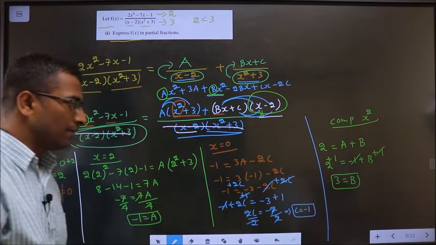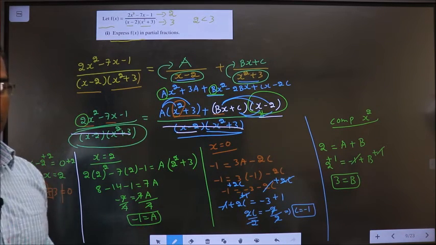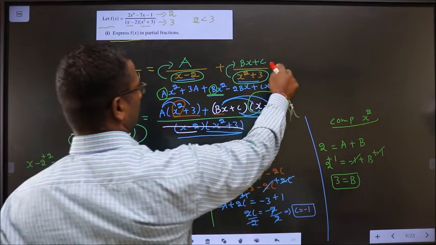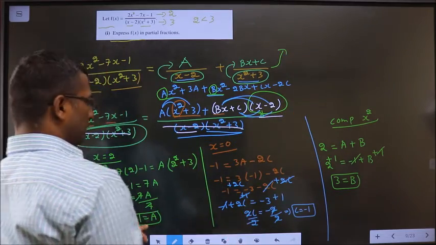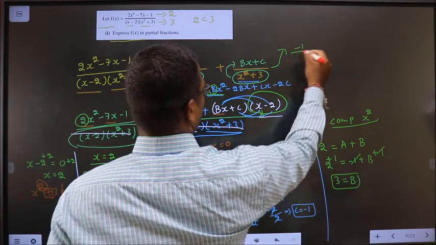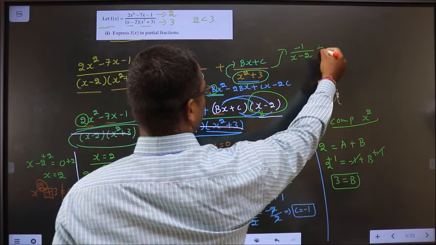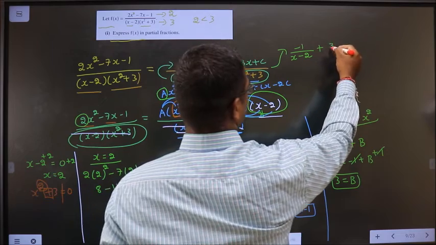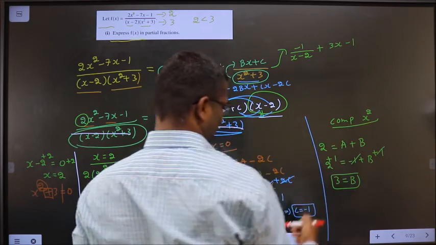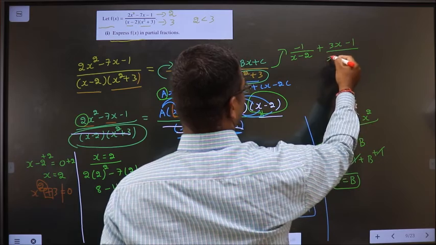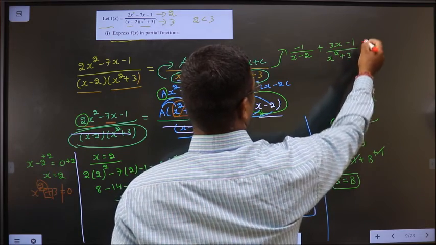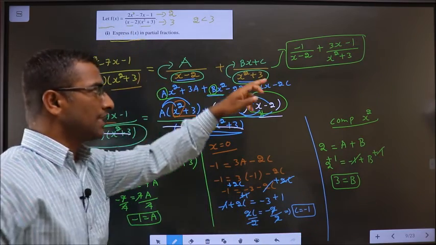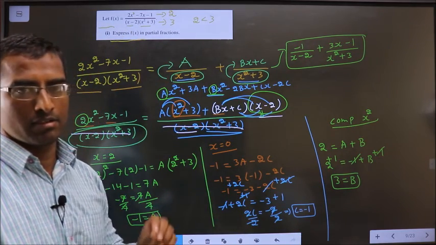Once you have got all the values of a, b and c, your final answer should be to replace all these in this one. So our final answer: a is minus 1. So minus 1 by x minus 2 plus, b is 3, so 3x, c is minus 1, by x square plus 3. Thus we have expressed f of x in partial fractions. Okay.